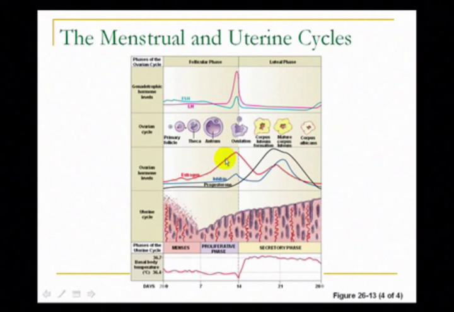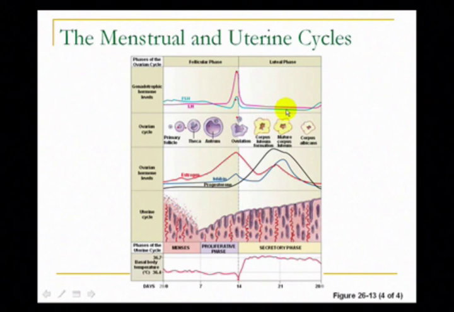And it's these rises in estrogen levels that then cause a spike in FSH and LH. And this is around day 14 approximately where you have ovulation, because it's this spike in LH that triggers the ovulation.